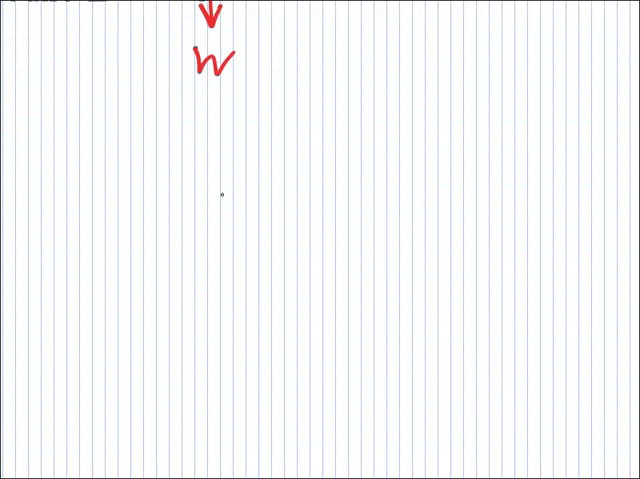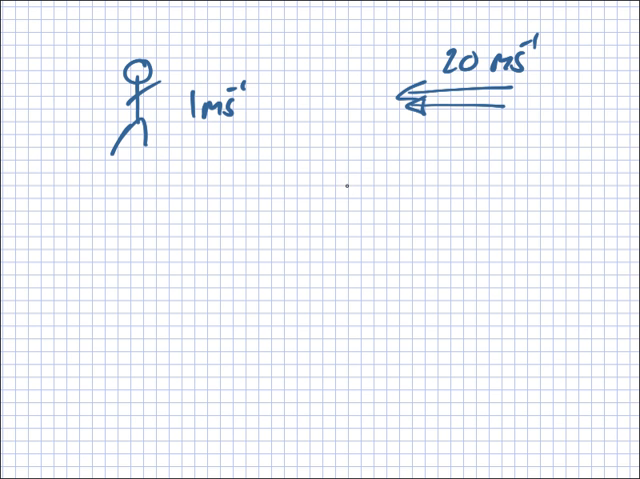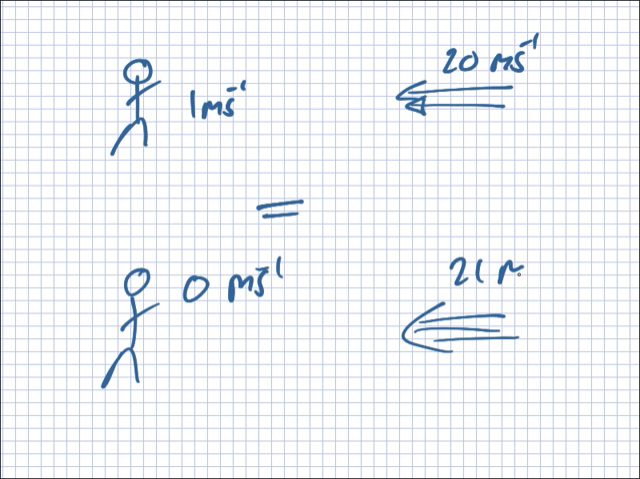So, how fast is he walking? 1 meter per second. And the wind is blowing at 20 meters per second. This is equal to this picture, 21 meters per second.